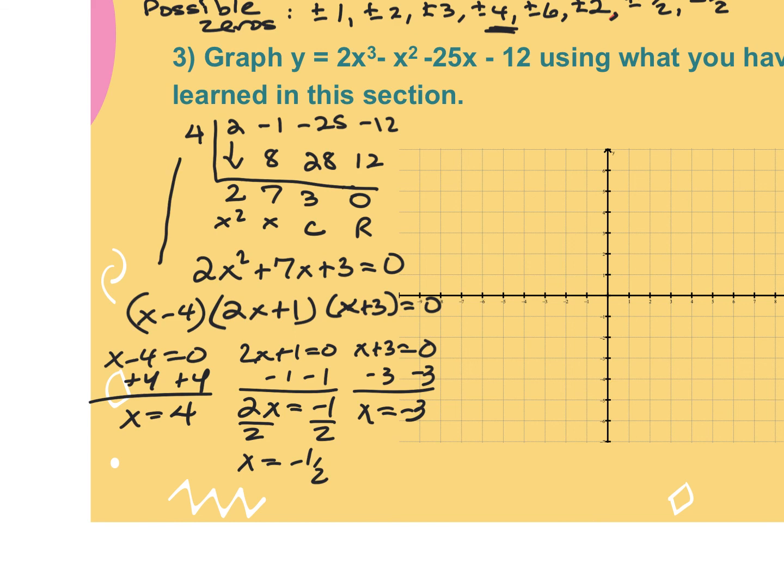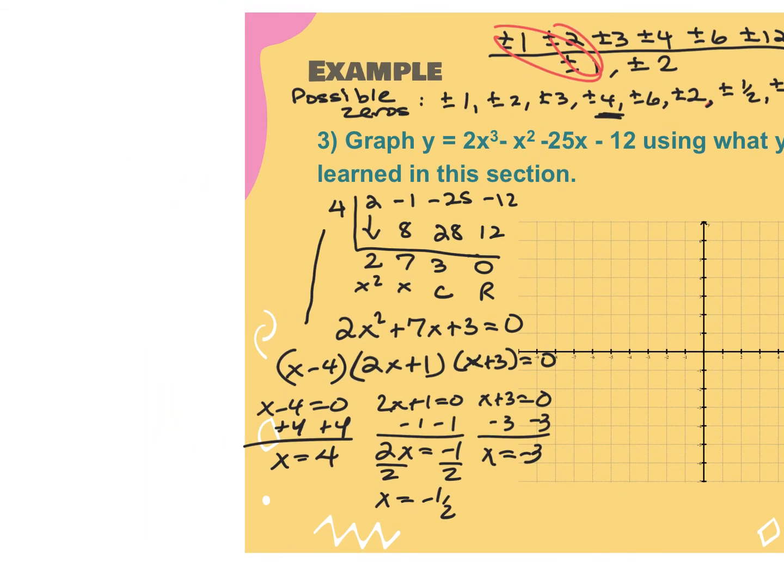Remember, it's an x cubed graph. Also remember what we need to pay attention to is the leading term here is the 2x cubed. The a term here is positive. So this tells me it's going to follow this type of end behavior. My end behavior is going to fall to the left, but rise to the right.